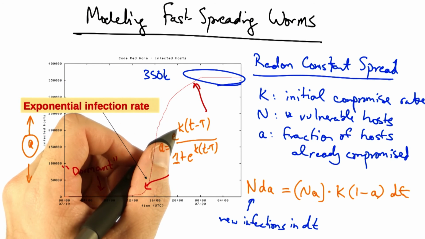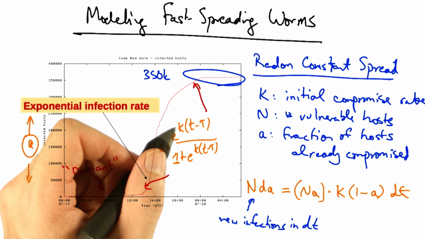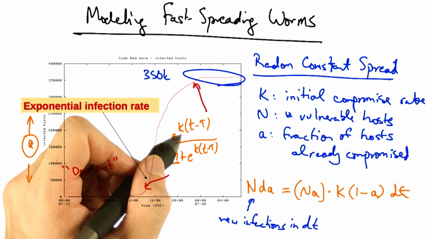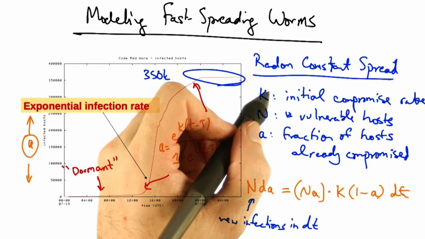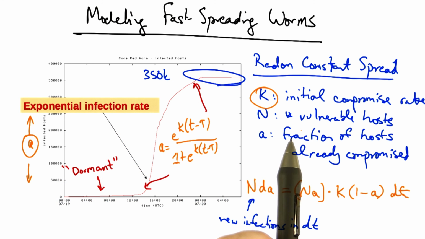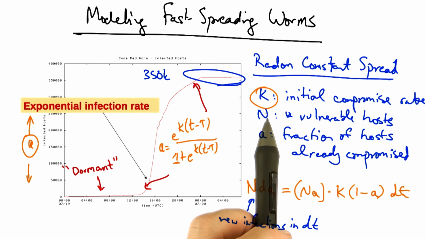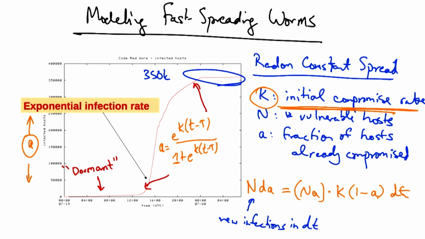You get an exponential curve where the growth rate depends only on k, or the initial compromise rate. This is very interesting because it tells us that if we want to design a very fast-spreading worm, then we should design a worm such that the initial compromise rate is as high as possible. So how do we increase k? Or how do we increase that initial compromise rate?